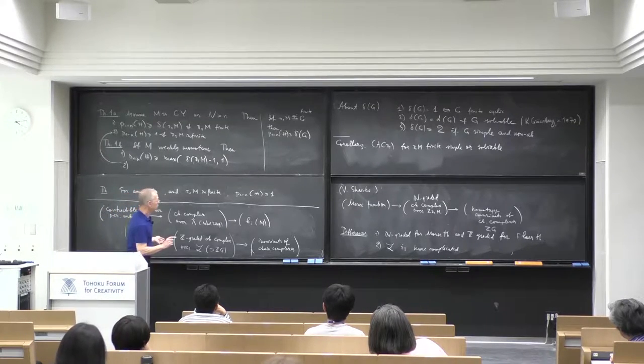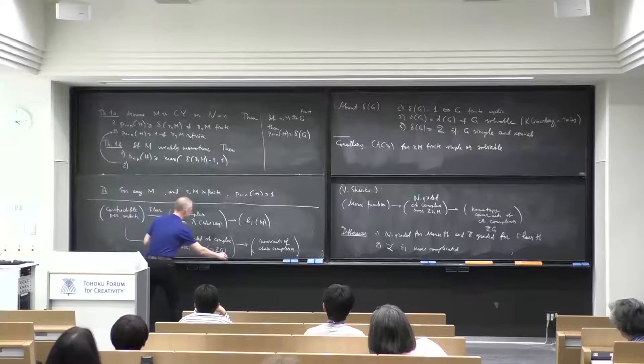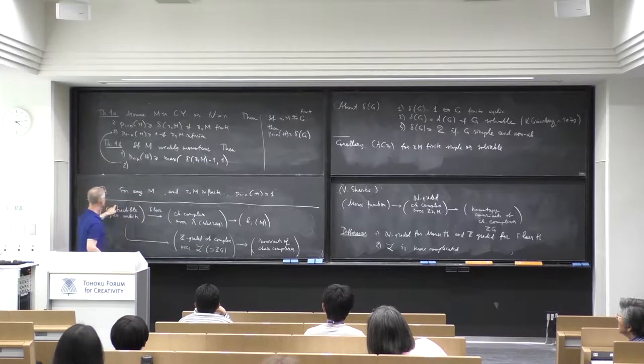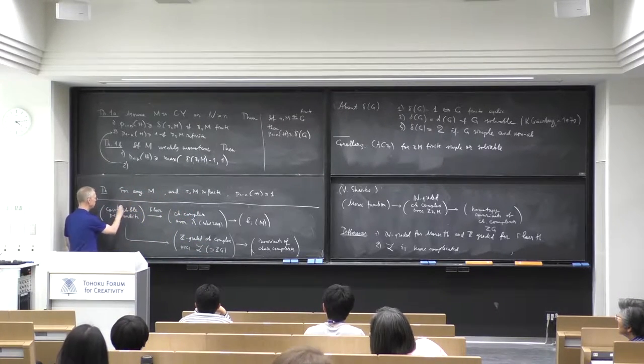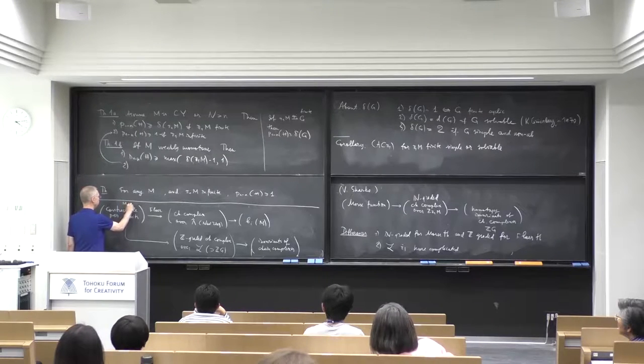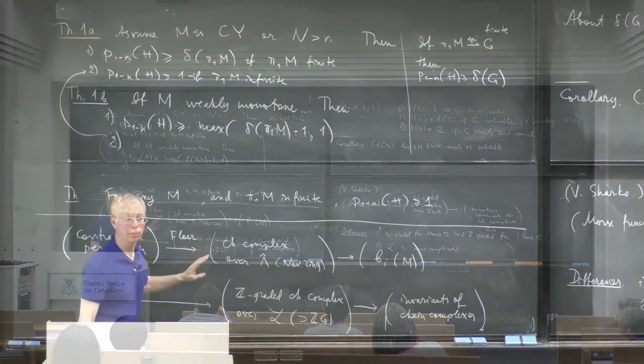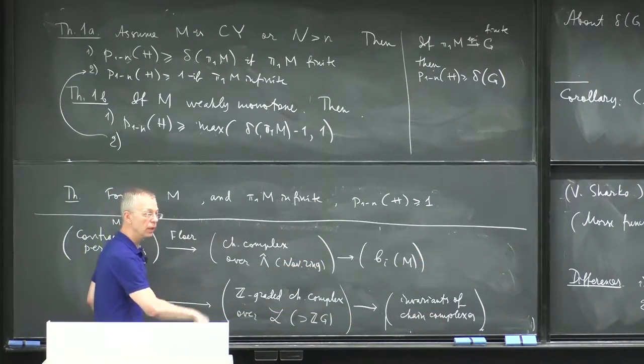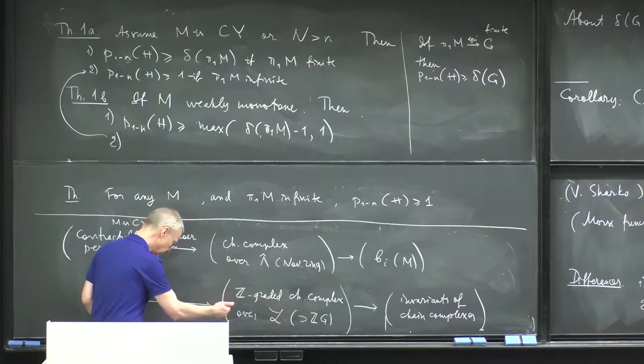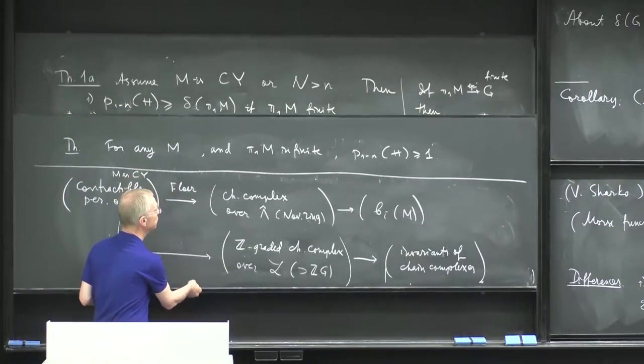As for the proof, first of all, already from here, I will assume that it's Calabi-Yau. And I will explain only one particular case, the best possible situation, when it is a Calabi-Yau manifold and the group is finite, that is, the fundamental group of the manifold is finite.